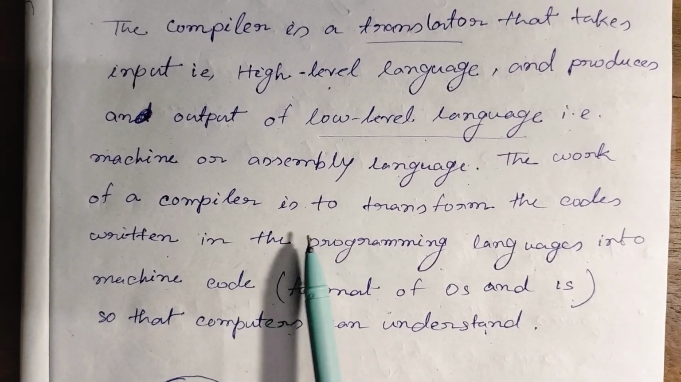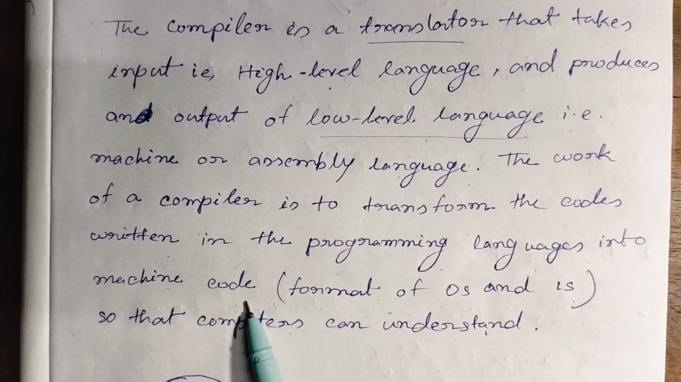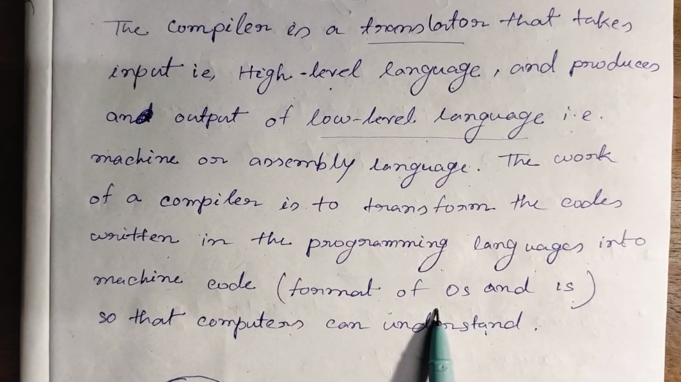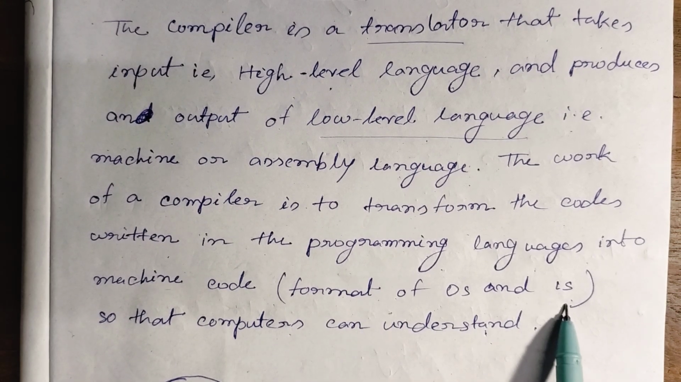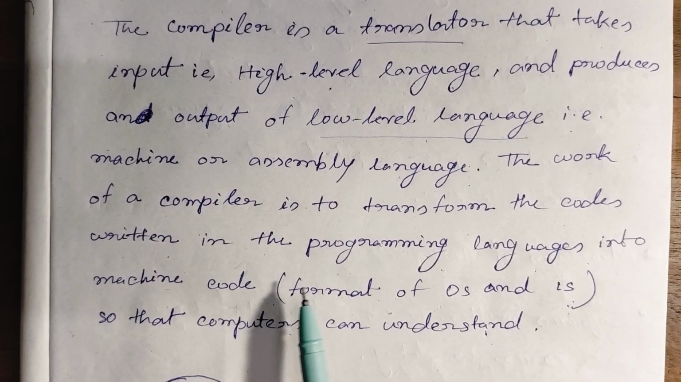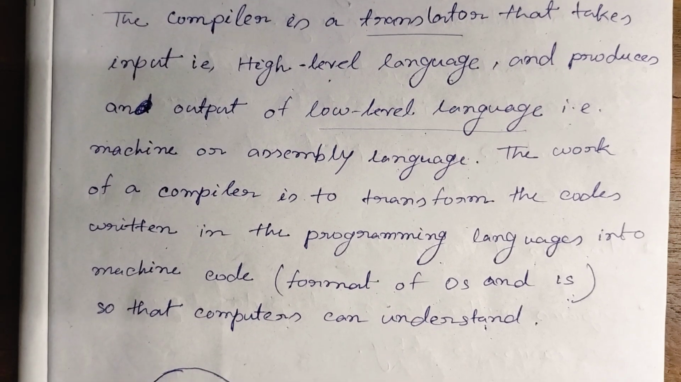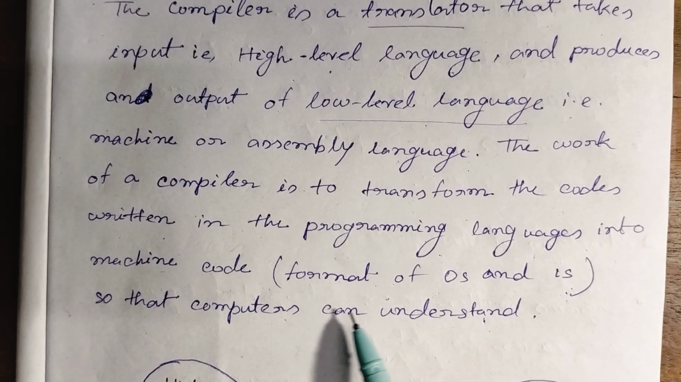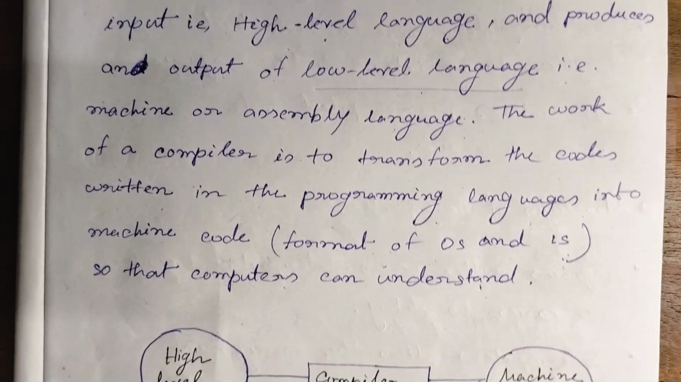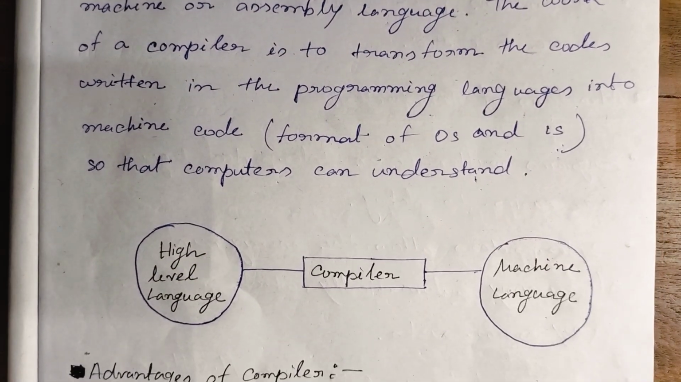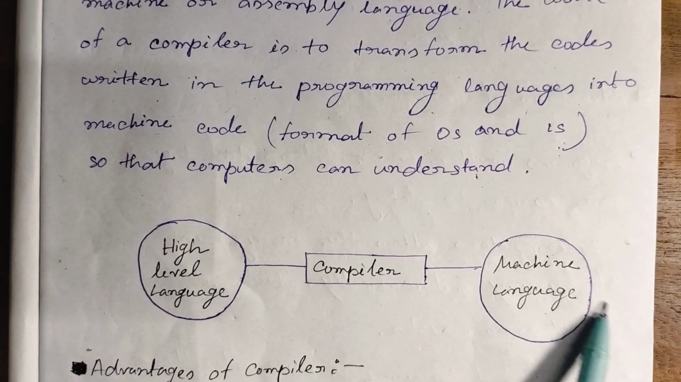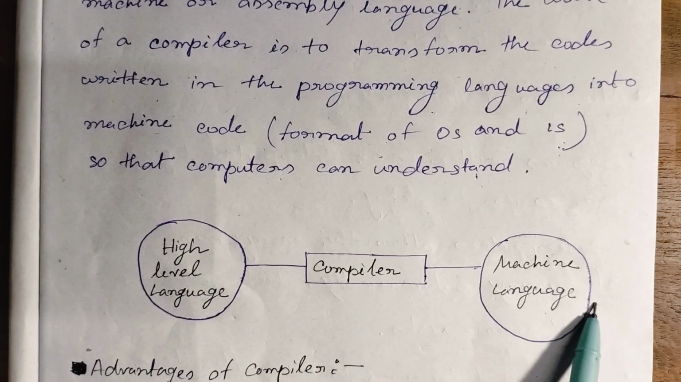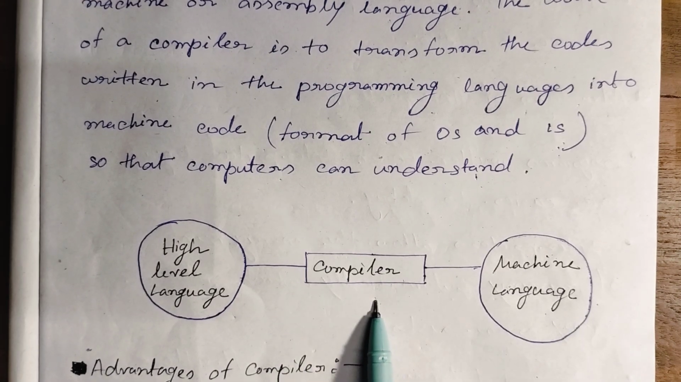The work of the compiler is to transform code written in a programming language into machine code, whose format is binary, 0 and 1. Why do we have to format it into 0 and 1 form? Because the computer can only understand machine language. So we have to translate the high level language into machine code so that the computer can understand. There is a diagram drawn: high level language, compiler, machine level language. High level language is converted to machine level language by the use of a compiler.